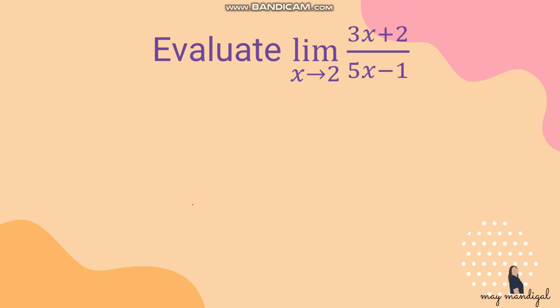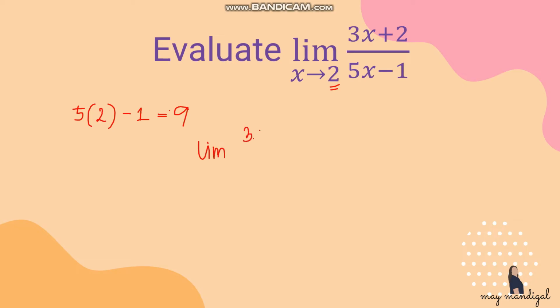Let's have this example. Let's say we have to evaluate the limit of 3x plus 2 all over 5x minus 1 as x approaches 2. Again, one thing we have to do first is check if the value of c given here is part of the domain of the given function. In checking, all you have to do is substitute c into the denominator. So c is 2, and the denominator is 5x minus 1. If we substitute, we get a value of 9. Since this is not equal to 0, 2 is part of the domain. So we can do direct substitution and substitute 2 into the whole rational function itself. So let's do it.